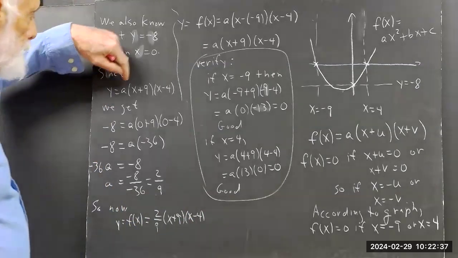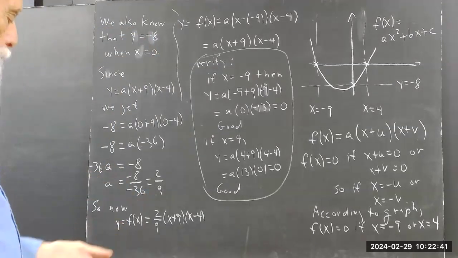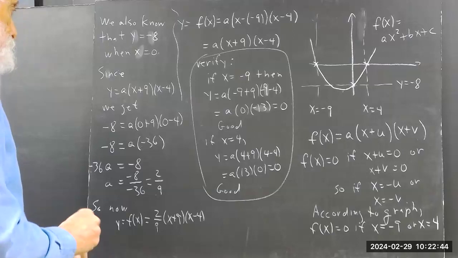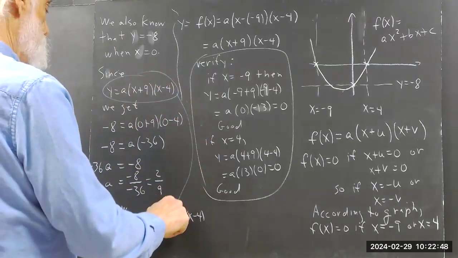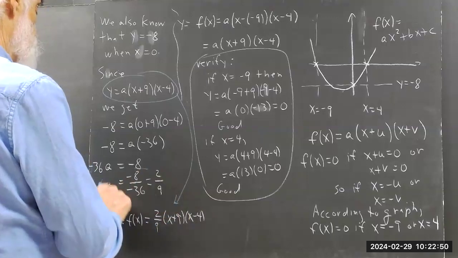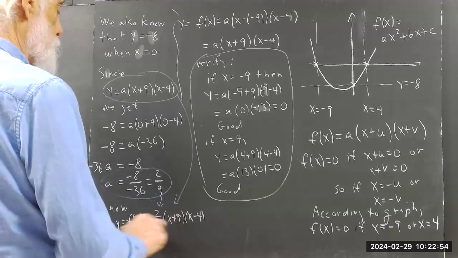Since y was a times x plus 9 times x minus 4, and we found that a is 2/9, we just take this form here and combine it with the fact that a equals 2/9. And there's our function.